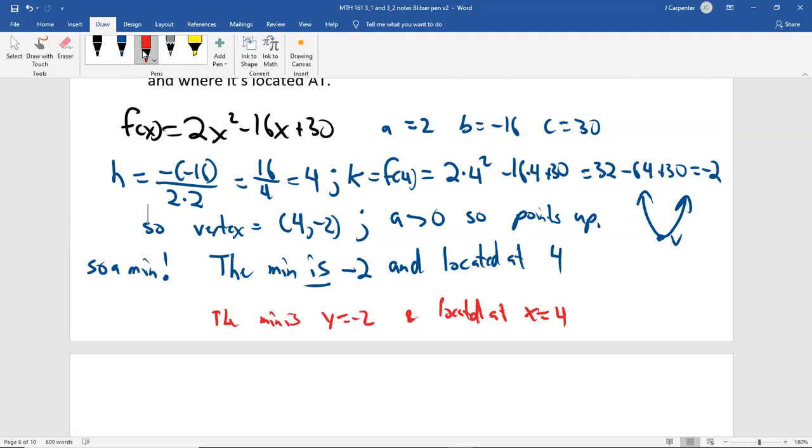When you're asked to find a max or a min, all you're finding is the vertex and then getting your language correct. There's no new math here at all. None. This application is so insanely important. If you want to throw a ball in the air and find the peak height, if you know its velocity and the direction you throw it and all that jazz, you can find out where its max height is going to be.